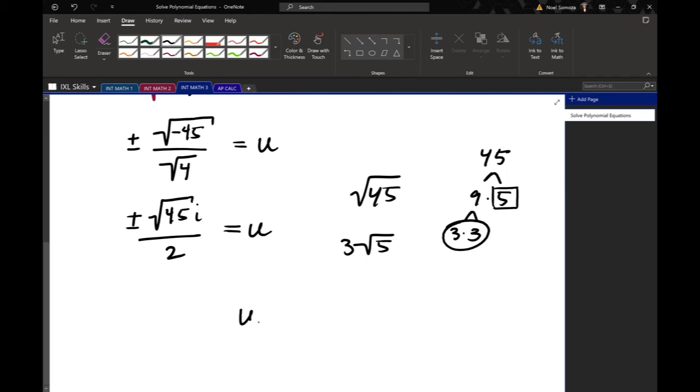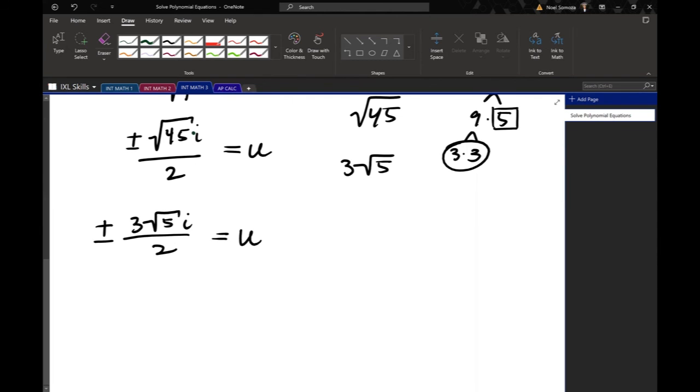So now what I have is u is equal to plus or minus 3 root 5 i. Of course, don't forget the i is still there. It's just getting brought down. Okay, there's i, all over positive 2. All right, so those are my two solutions. u is positive 3 root 5i over 2, as well as u is equal to negative 3 root 5 times i all over 2.